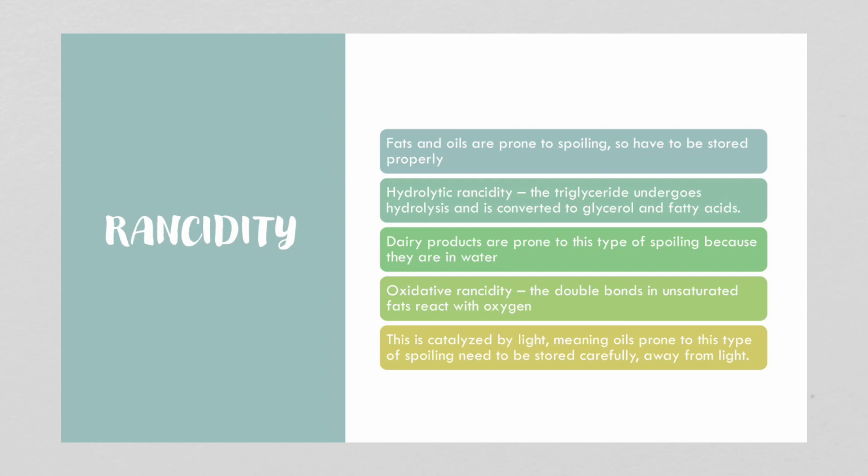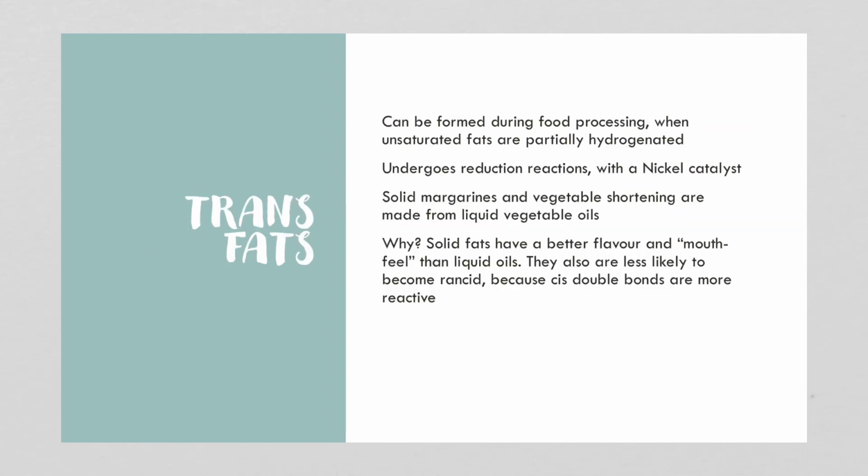Oxidative rancidity is when the double bonds in unsaturated fats react with oxygen, and that gets catalyzed by light, meaning that oils that are prone to this type of spoiling tend to be stored in darker glass bottles away from light. So you have to store them carefully. Sometimes people will even refrigerate their oils so that you can slow that process down, and your fridge is dark.